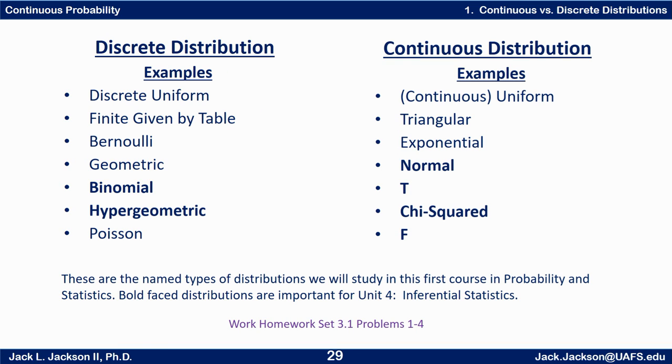Some examples of named distributions that we have already studied for discretes are the discrete uniform, just a finite distribution where I list out all of the things in a table, the Bernoulli, geometric, binomial, hypergeometric, and Poisson. We studied all those in our last playlist, in our last unit. The ones that we're going to mainly study in this unit on continuous distributions are the continuous uniform, triangular, exponential, normal, t, chi-square, and f. The ones in bold, binomial, hypergeometric, normal, t, chi-square, and f, are the ones that are important for inferential statistics, which we will get back to later.